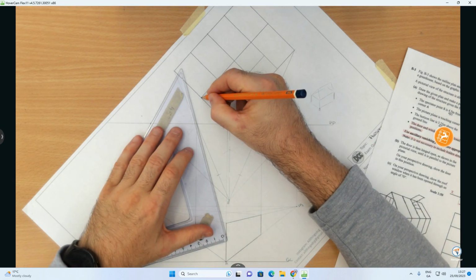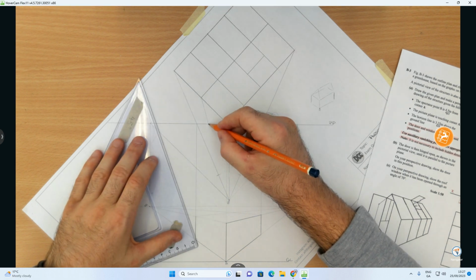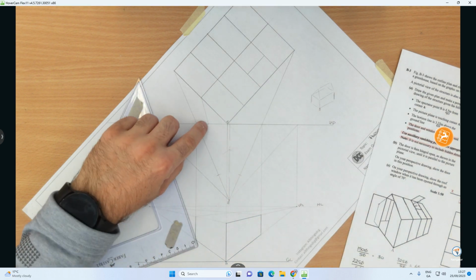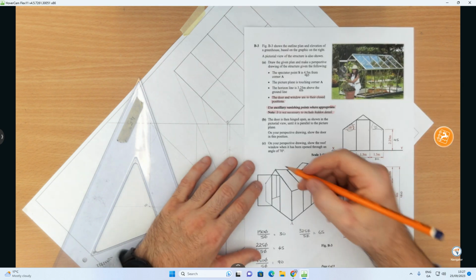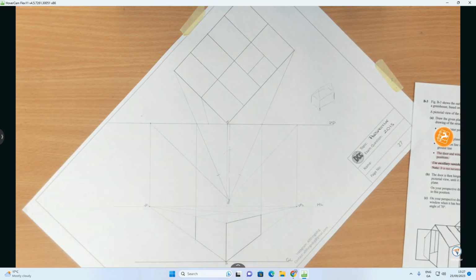So while I'm at it, I'm going to bring this point down to the spectator. I often just stop it at the picture plane there. And I'm going to need that point in a minute, okay? Because that's going to actually show me where this point is. But how do I get the auxiliary vanishing point?